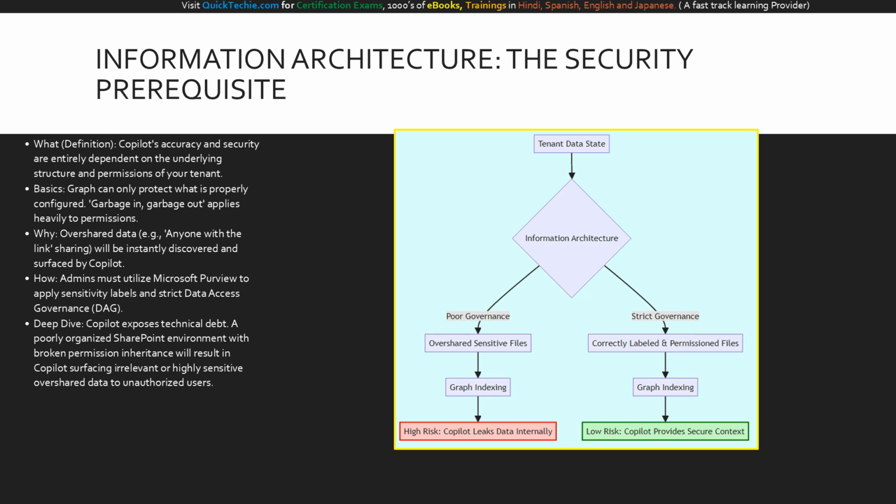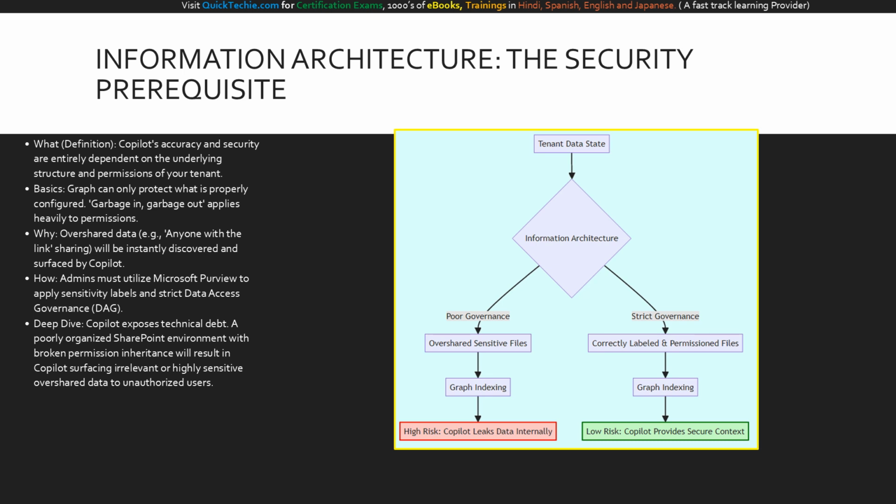Graph can only protect what is properly configured. If your organization has spent years oversharing documents using "anyone in the company with the link" permissions, Copilot will effortlessly find and surface those documents. If an HR manager overshared a redundancy list, Copilot will read it. This is why deploying Copilot requires rigorous data governance.